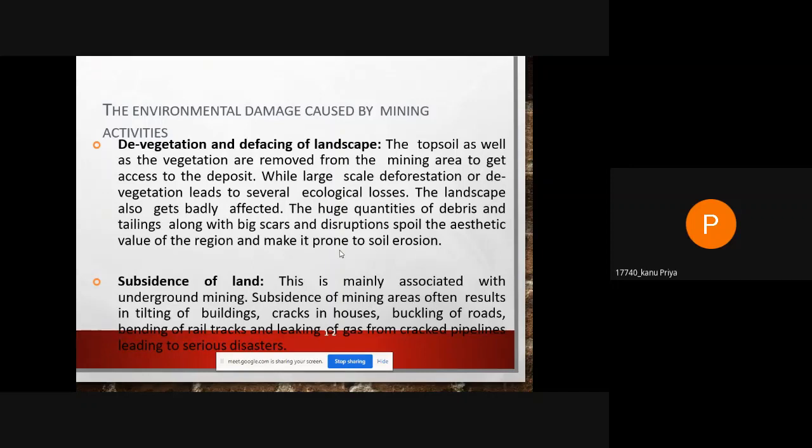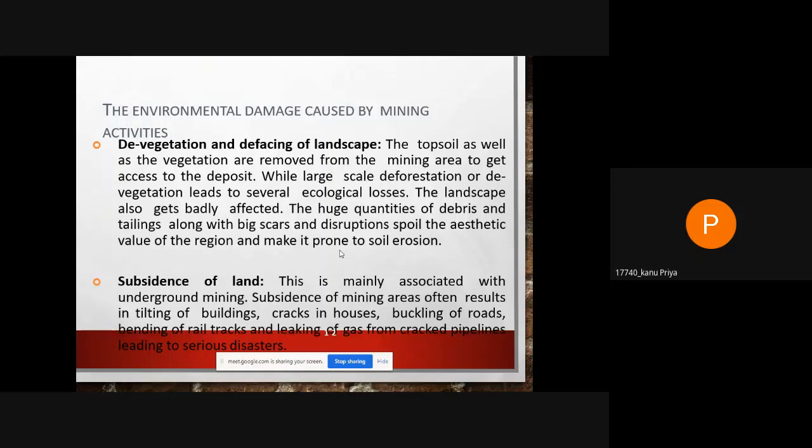The topsoil as well as the vegetation are removed from the mining area to get access to the deposit, while large-scale deforestation or devegetation leads to several ecological losses. The landscape also gets badly affected. The huge quantity of debris and tailings, along with big scars and disruptions, spoils the aesthetic value of the region and makes it prone to soil erosion.